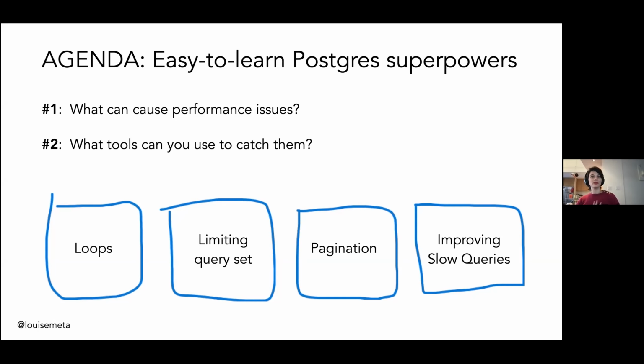And the second part will be how to debug them, how to catch them, and most importantly, how to catch them before they reach production, which is nice, I think. And then we'll go through 4 very common cases that we can encounter. One is having loops of queries that can slow you down. One being around limiting your query sets. Then a little bit about pagination, and lastly, what to do when you have one specific very slow query, but you don't really know why.